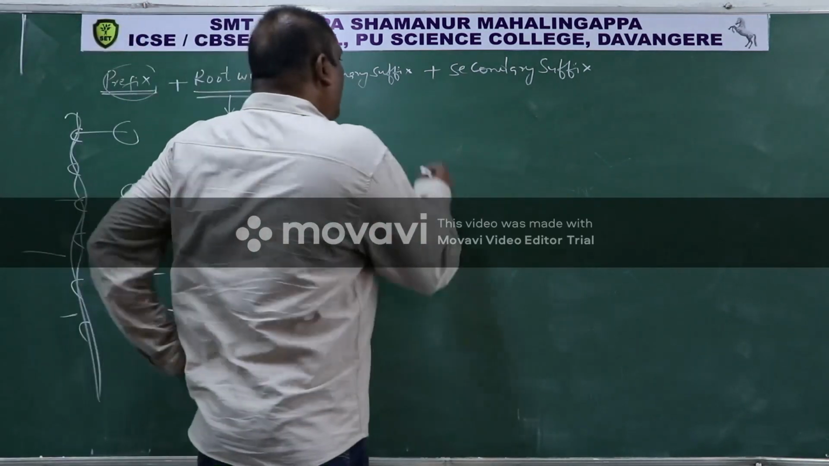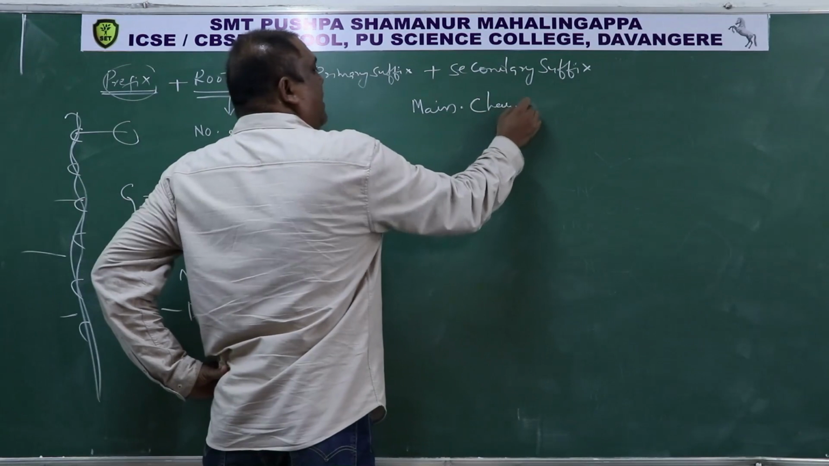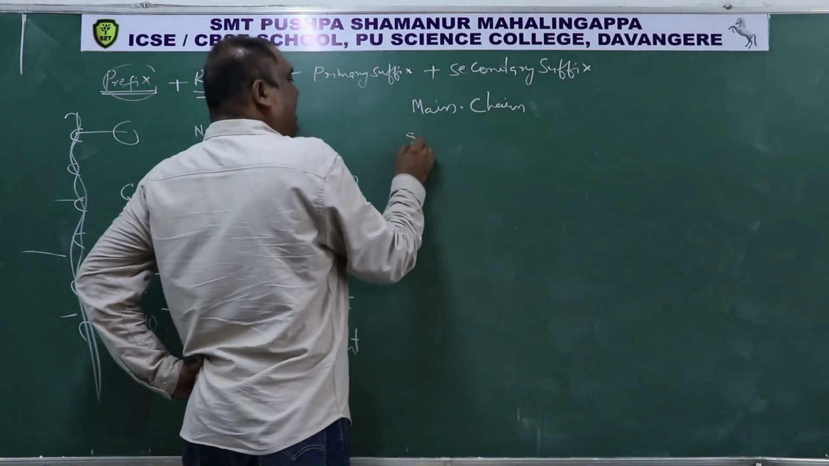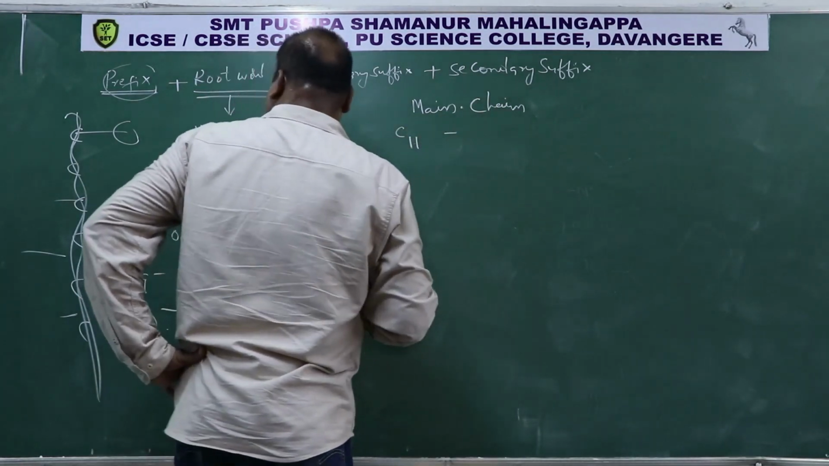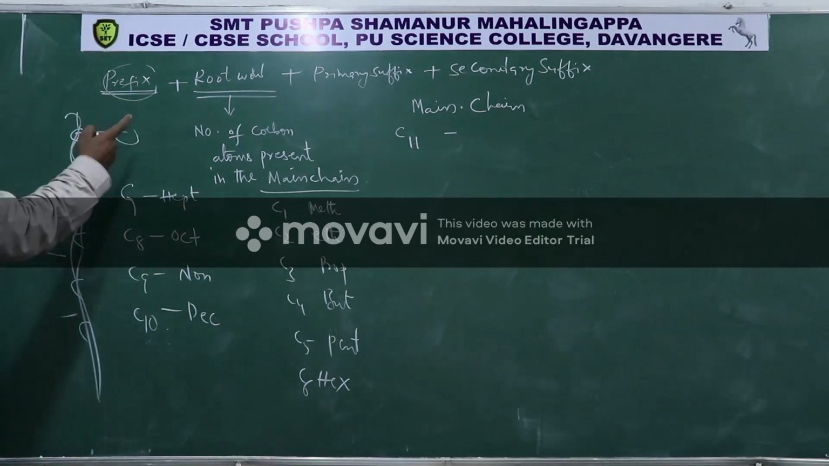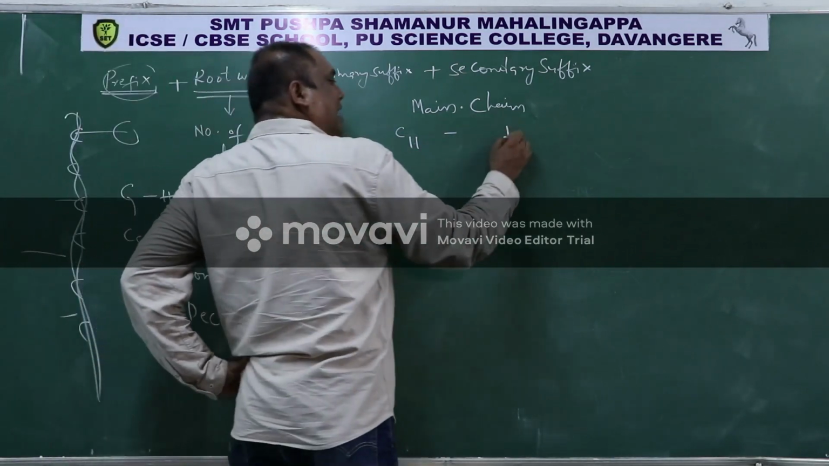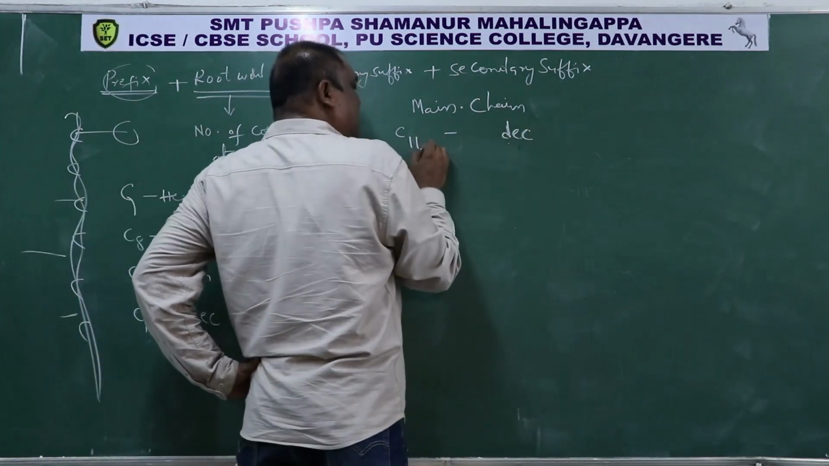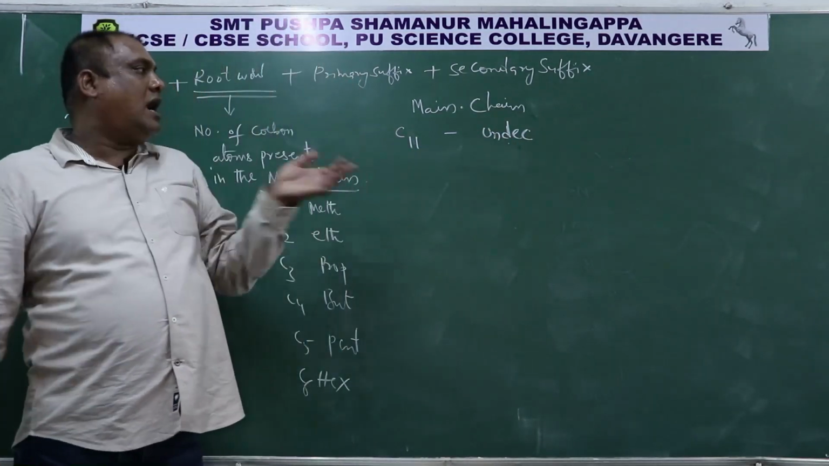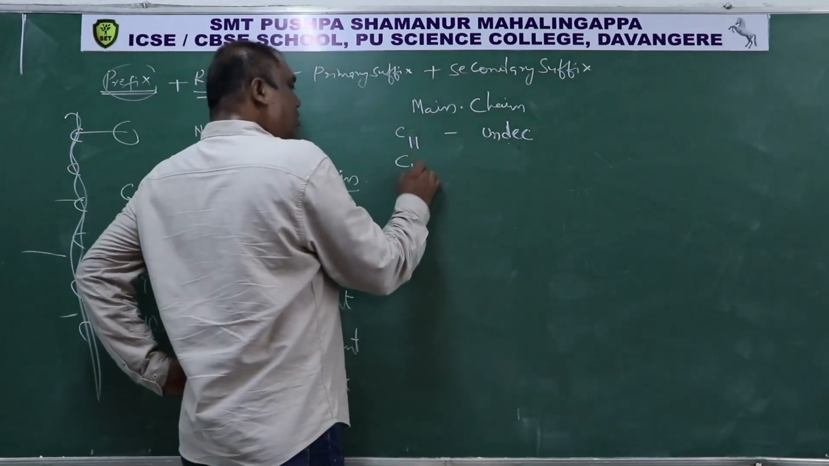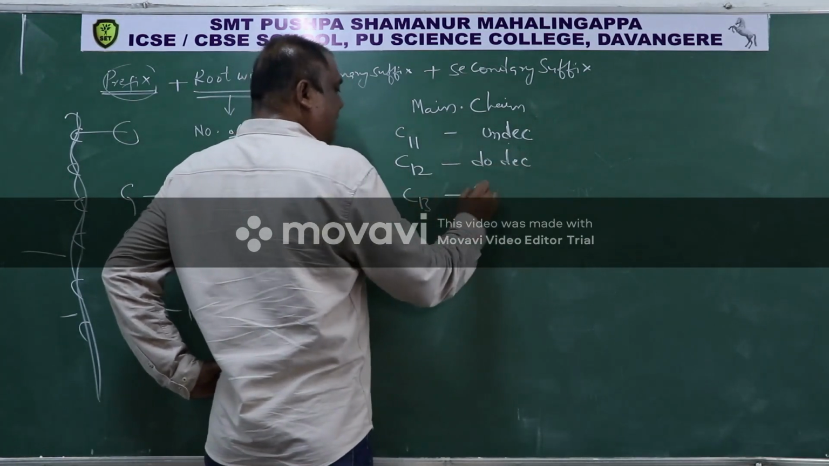Now, if the main chain has 11 carbon atoms, then the root word is undec. Dec for 10, un for 11, undec. Then 12 are there, dodec. 13 are there, tridec.